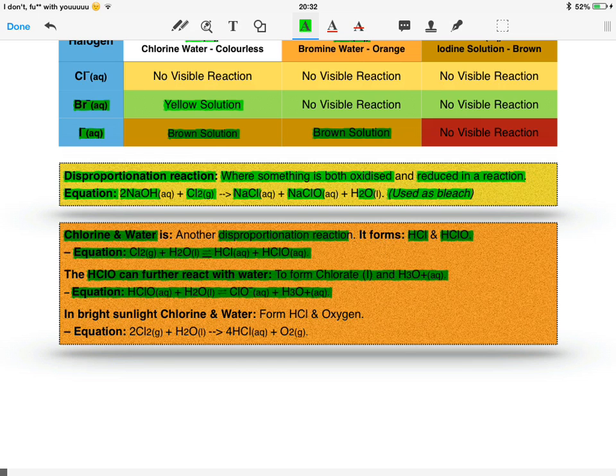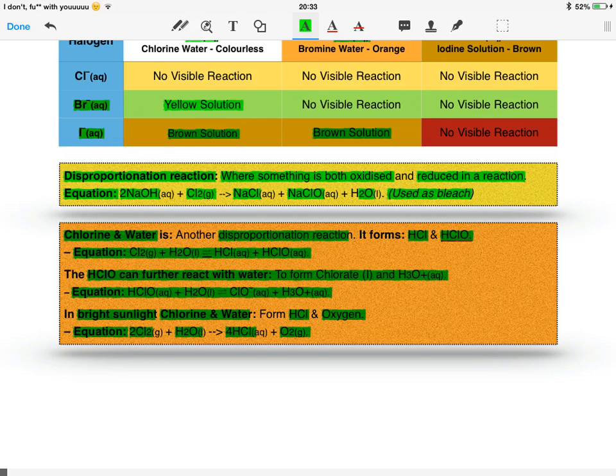Another reaction which could have happened, instead of forming HCl and HClO, is if bright sunlight was used for the reaction between chlorine and water, and this would again form hydrochloric acid, but the second product would be oxygen, not the bleach. So the equation for this would be 2 moles of chlorine gas plus 1 mole of water to form 4 moles of hydrochloric acid and 1 mole of oxygen.